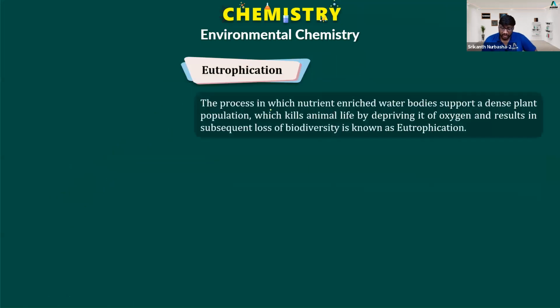Eutrophication: the process in which nutrient-enriched water bodies support a dense plant population, which kills animal life by depriving it of oxygen and results in subsequent loss of biodiversity, that is called eutrophication. What do you mean by that? If the water body has more nutrients, it can support plant life on the surface.